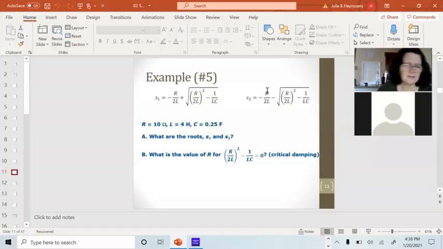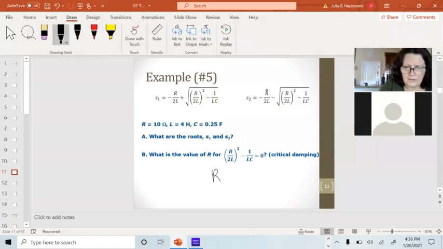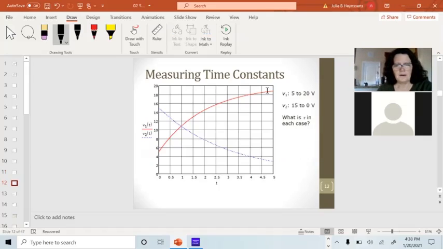So basically we came up here with the result that if I set R equal to, with a little bit of algebra, 2 square root of L over C, then I am at critical damping. And again, this is for a series circuit. Okay, you get to do this in the lab. And so I'm going to give you a little bit of advice here.